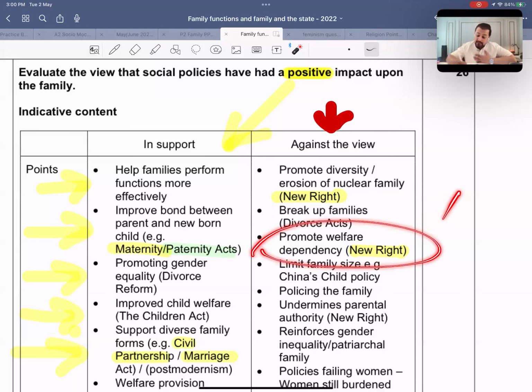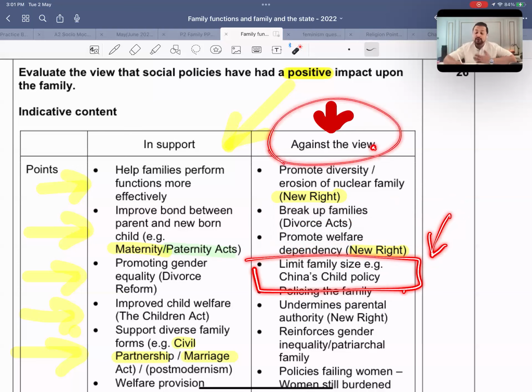Promoting welfare dependency: if the state would keep on providing to individuals, they would end up being lazy. They would not want to work and be dependent on the state. If the citizens end up being dependent on the state, that again is a loss to the state, loss to the treasury, loss to the money of the taxpayers. Another example, limiting family size, China's one-child policy. The same thing could be used in a negative manner against this view as well, how this has had a negative impact. Families not allowed to have children even if they've wanted to.